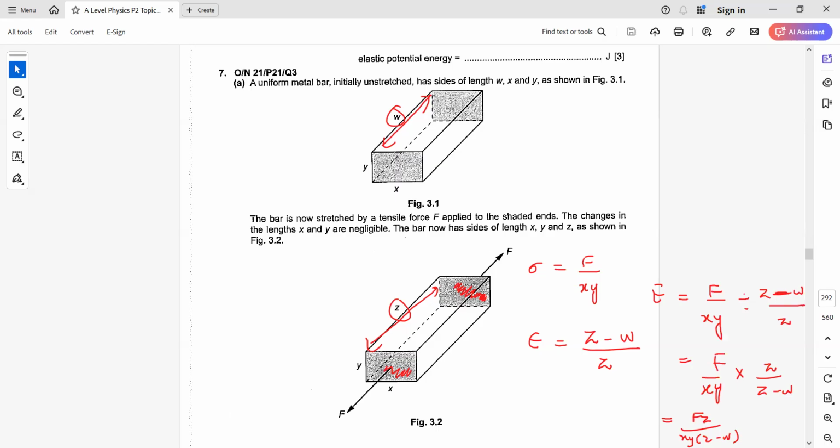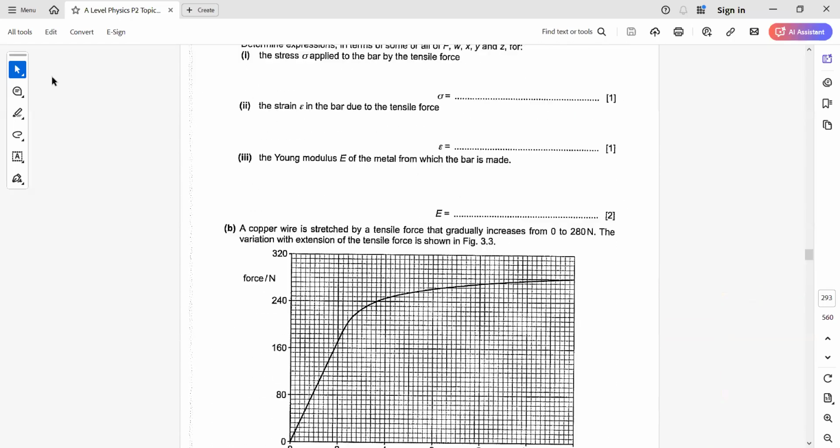Z minus W over W, I'm sorry, not Z, that's the error here, because that has to be change in length, right? So the change in length is Z minus W over original length. That's not Z, that's W here. So this needs correction. FW over XY into Z minus W. Yeah, that's the Young's modulus. Sure, okay. Then what else?